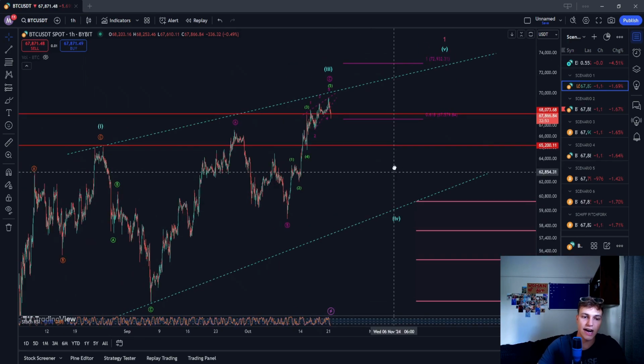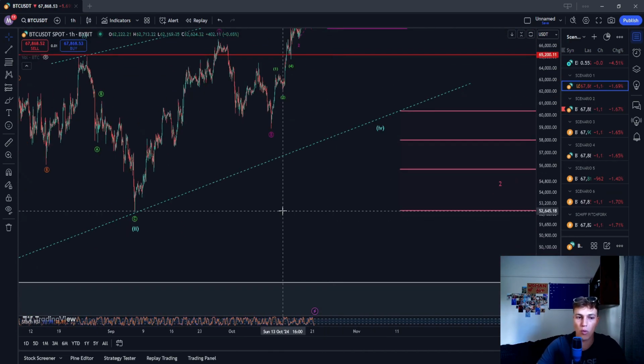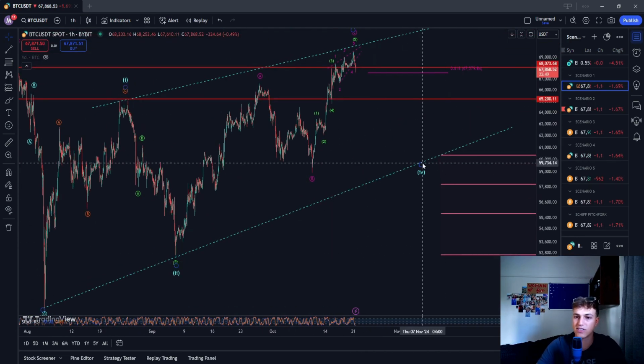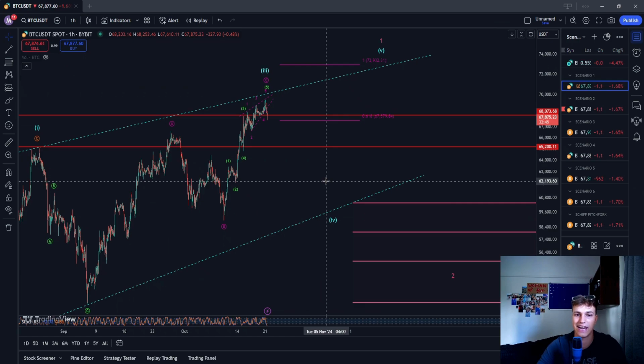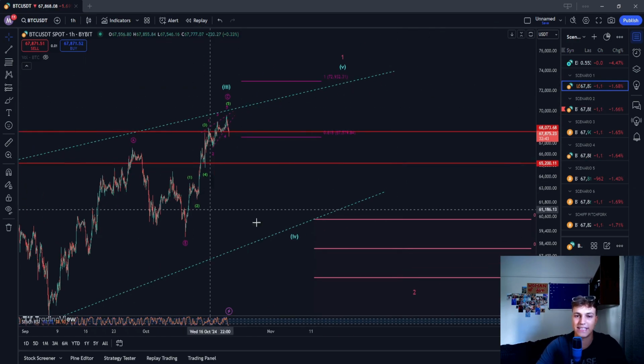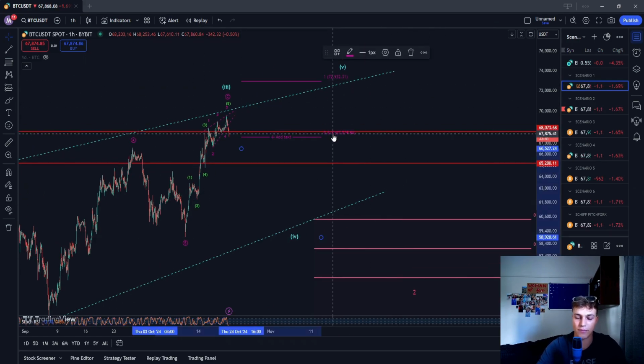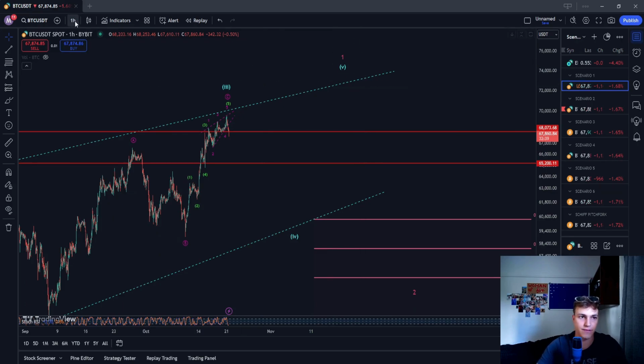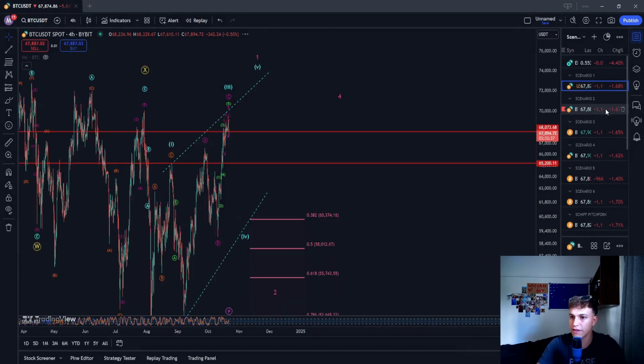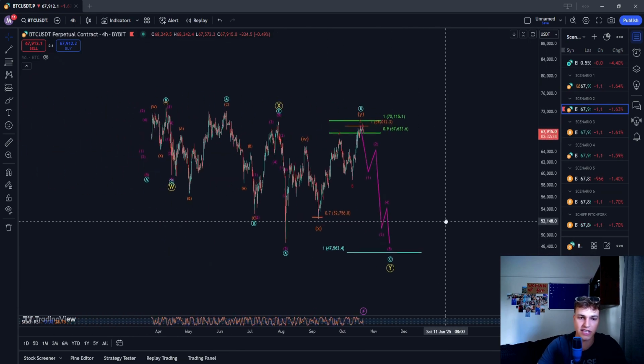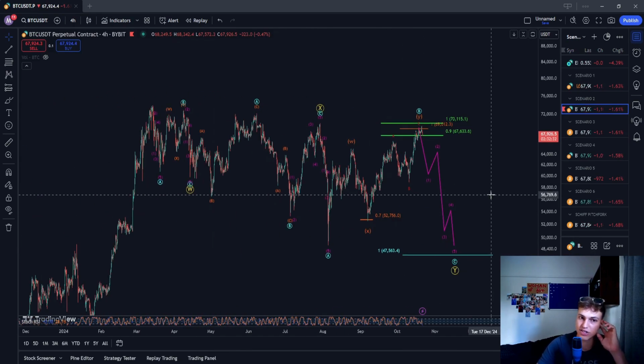So this is our main scenario on the chart. The ideal target for the wave 4 would be on this trend line here, sitting at around the $59,800 level. But that is our main scenario at the moment finished. Then, if we go to our second scenario on the chart, we can see this is our second scenario here.